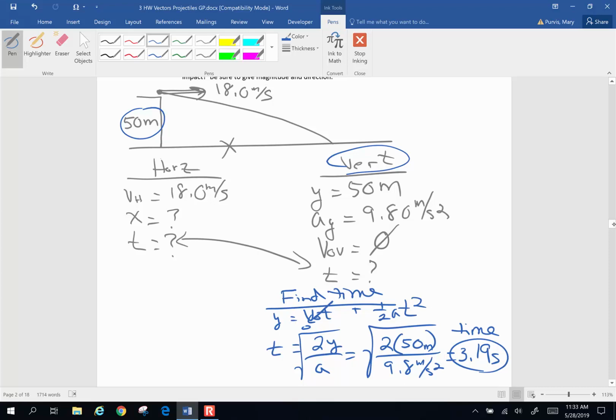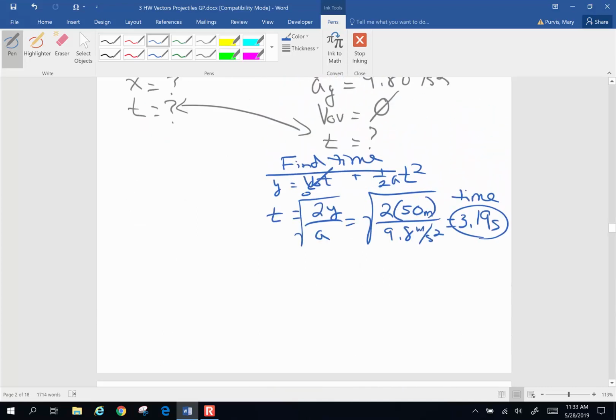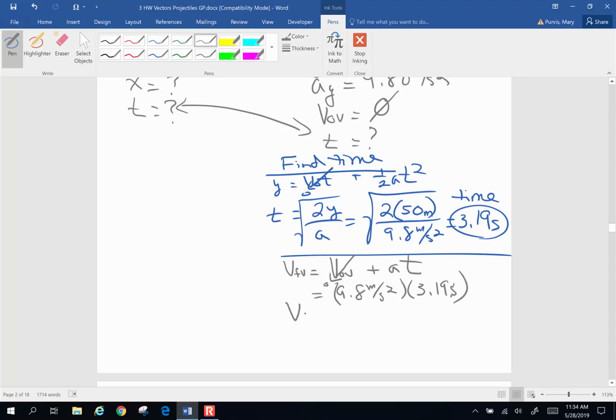Another thing we were asked to find is what is its final vertical velocity. So I'm going to change pen colors. Final vertical velocity is going to be equal to original vertical velocity plus acceleration times time. Original vertical velocity was 0, so this is going to be 9.8 meters per second squared times the time in the air, 3.19 seconds. That is going to be 31.3 meters per second. The seconds are going to cancel one of the squares, so we end up with meters per second.